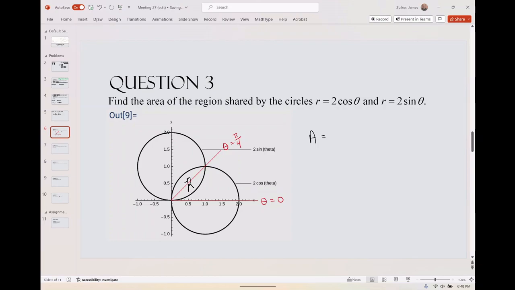Area is twice this area, and that area is 1/2, so twice a half is 1. Integral from alpha to beta, 0 to pi over 4, of r squared d theta. Which r are we using? Are we using 2 sine or 2 cosine? 2 times sine.